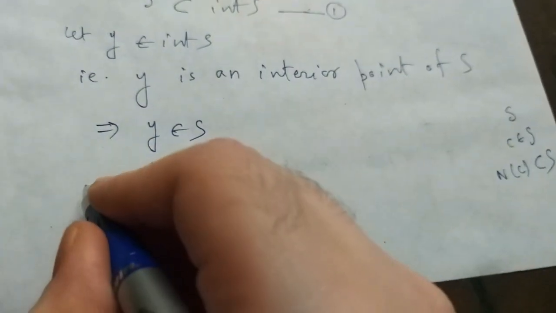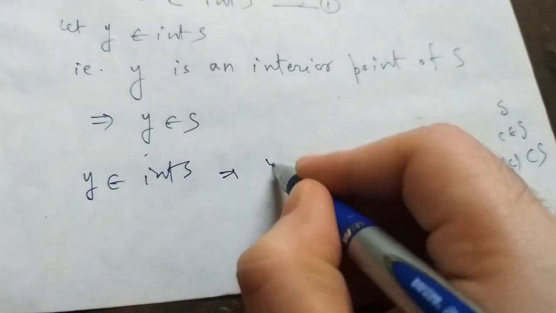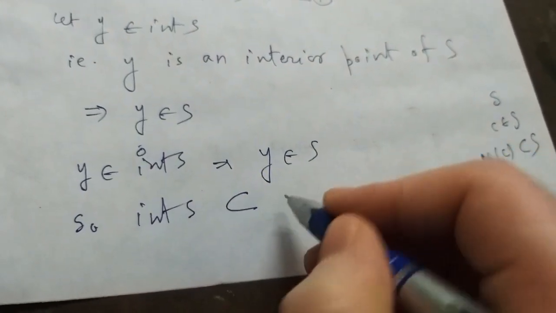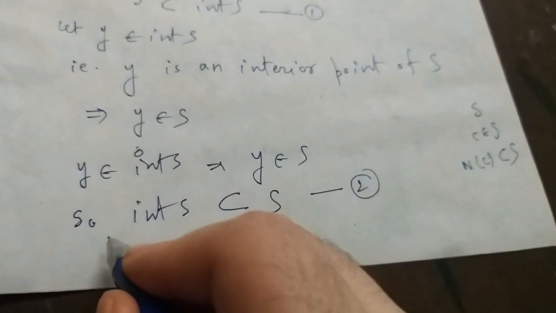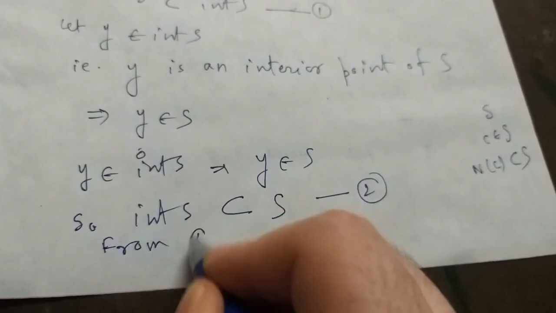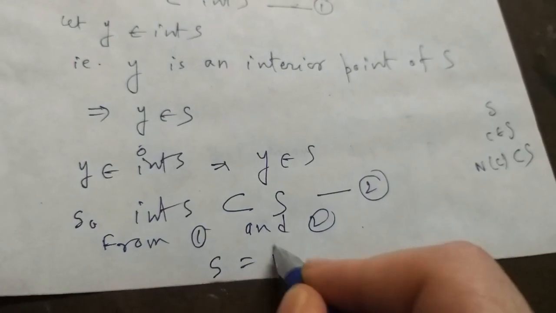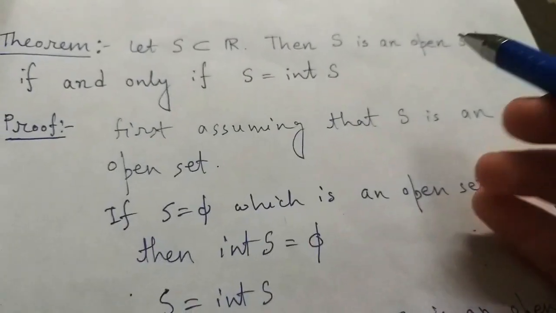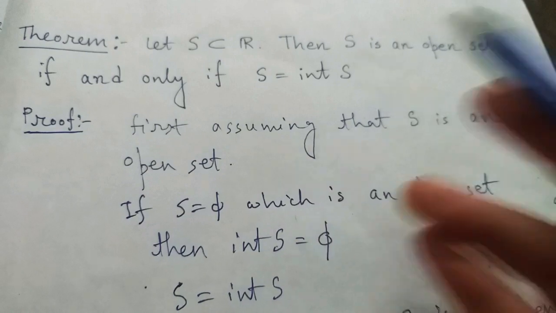Now therefore Y belongs to int S implies Y belongs to S, so int S is a subset of S. We name it 2. From 1 and 2, S equals to int S. Now we assume, first assume that S is an open set. We show that S equals to int S.